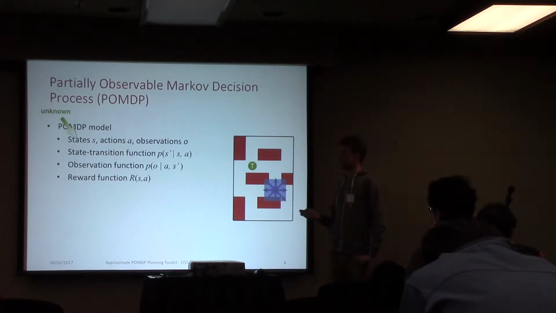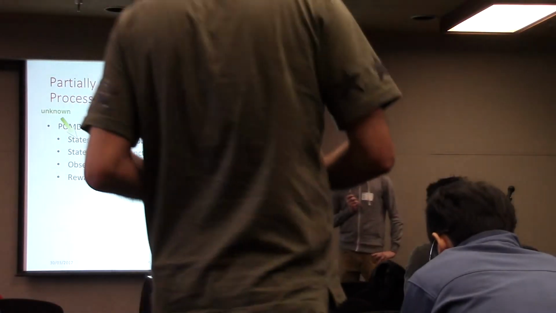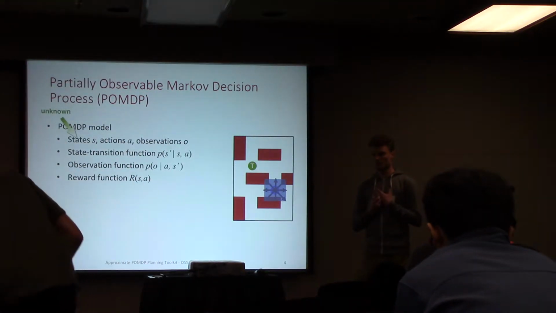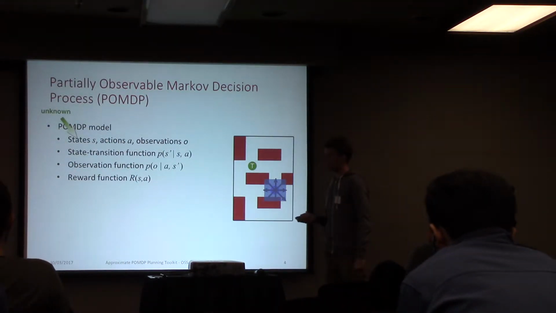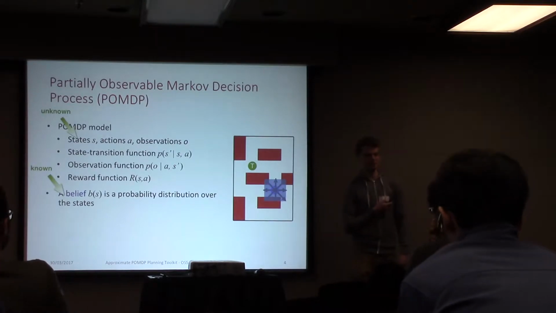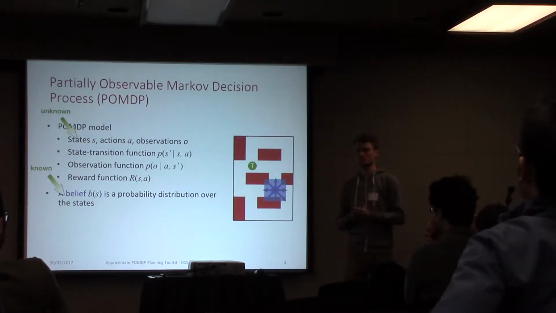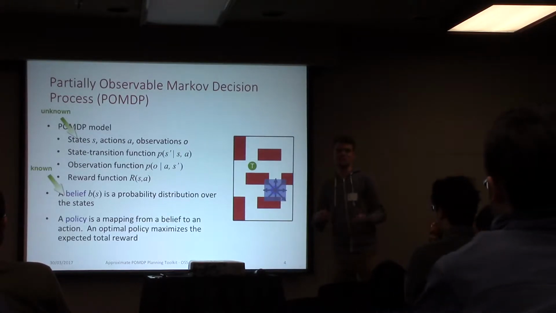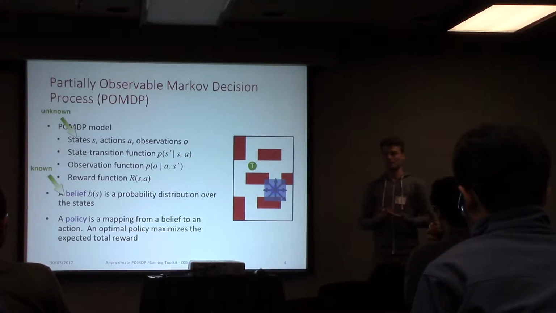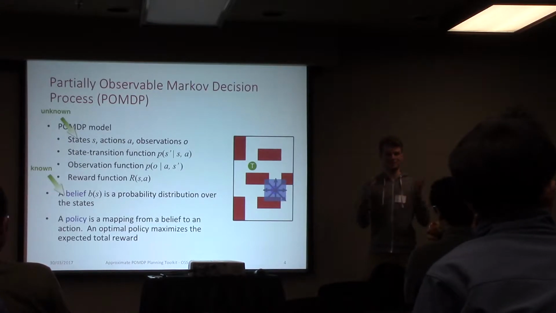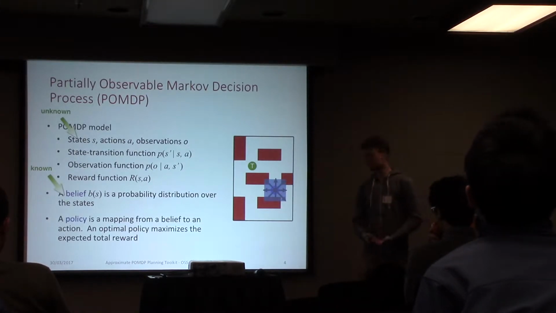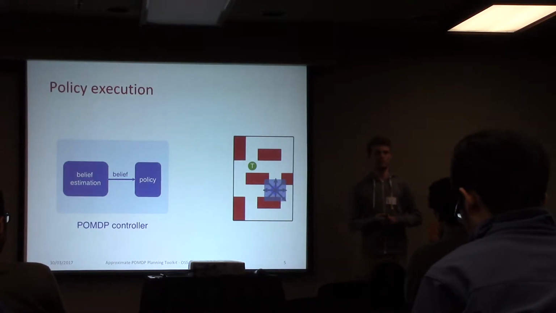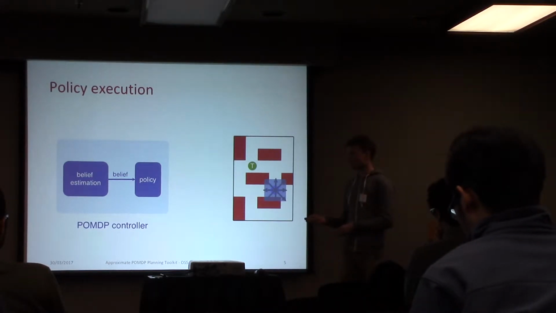Now in POMDPs, the state of the agent is not known. We can only infer it from a sequence of observations. What we do know is only a belief, a probability distribution over the state. Now a policy is going to tell us what action to take given a belief, a probability distribution.